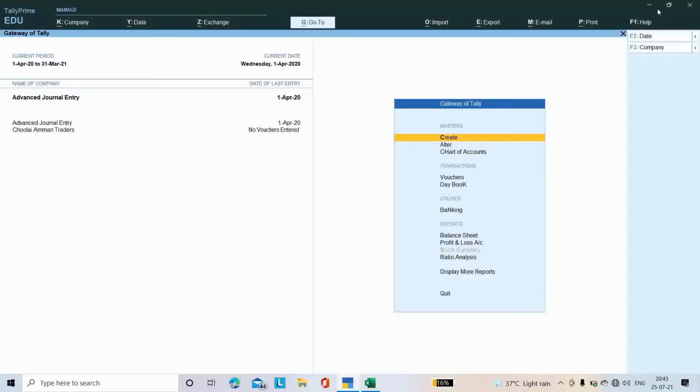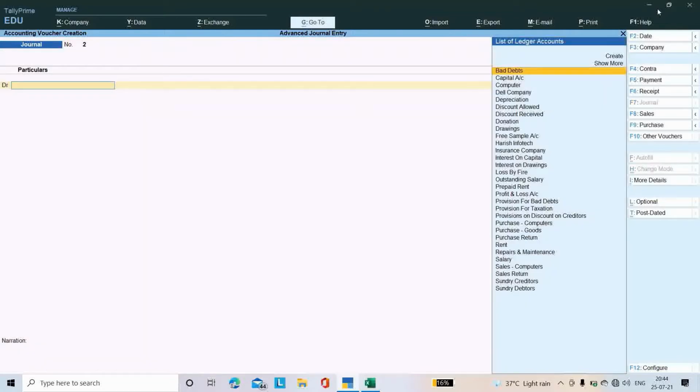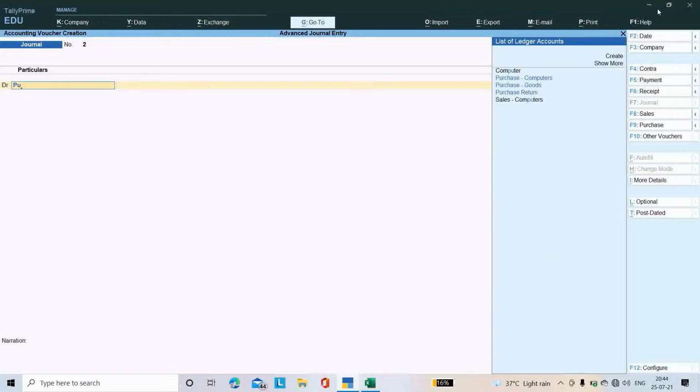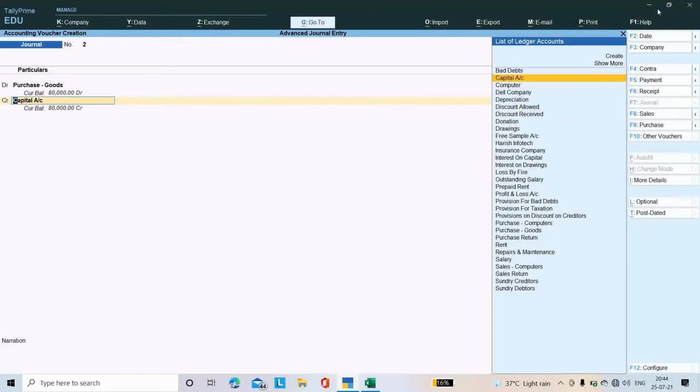Go to Tally Prime, go to vouchers. You have to enter in journal voucher. Shortcut key is F7. So debit purchase goods account, how much? 40,000. Credit is capital account.